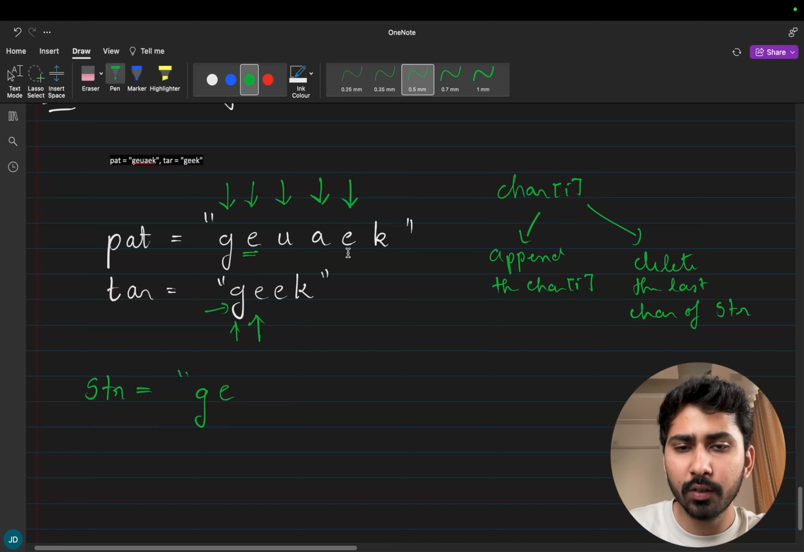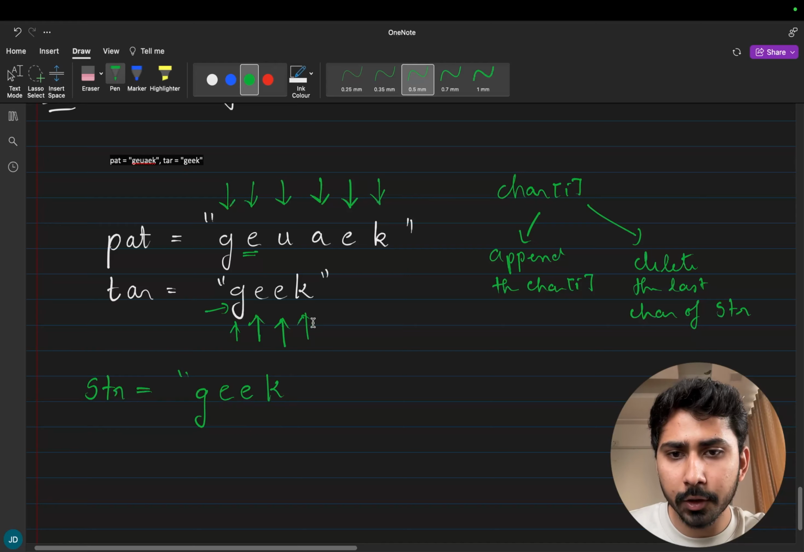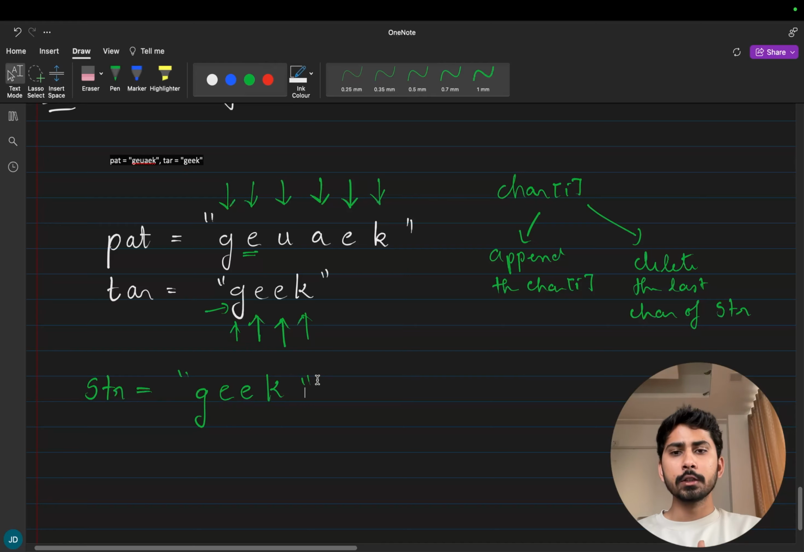Moving on forward, this is E. Now I can see that E is needed over here, so I'll append E, and the last character is K. So K is also needed, so I'll append K. So by applying operations, appending or deleting the last character of str on every character, we are successfully able to generate the string str, which is equivalent to tar.